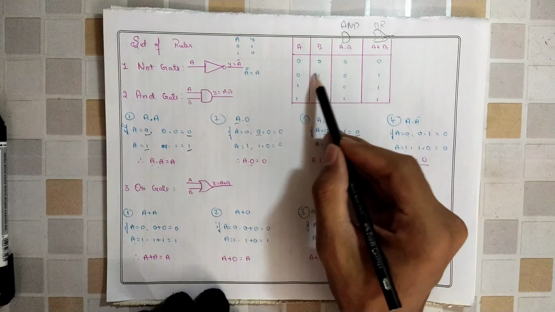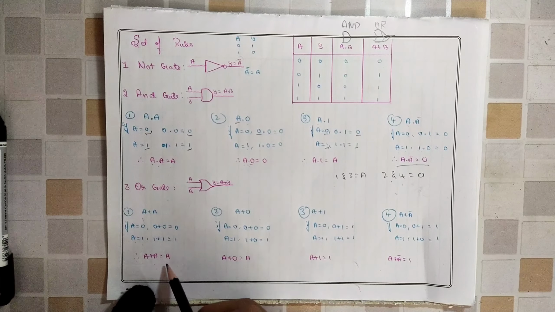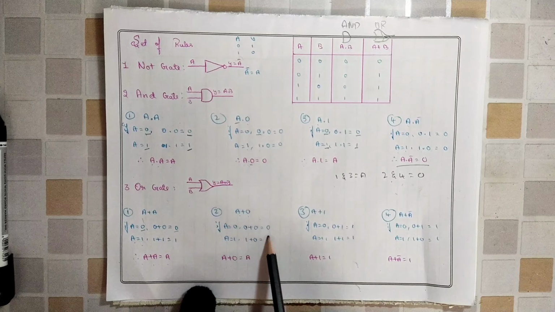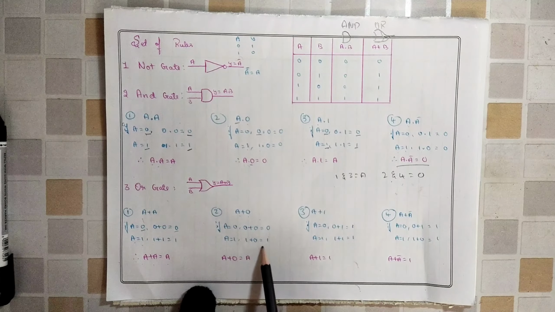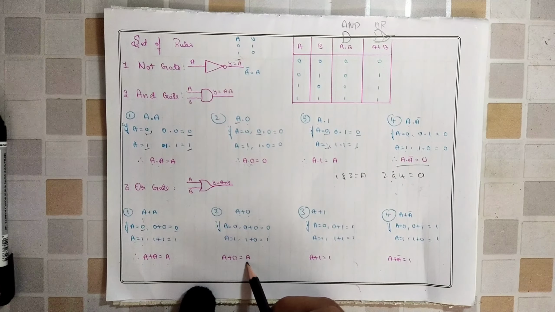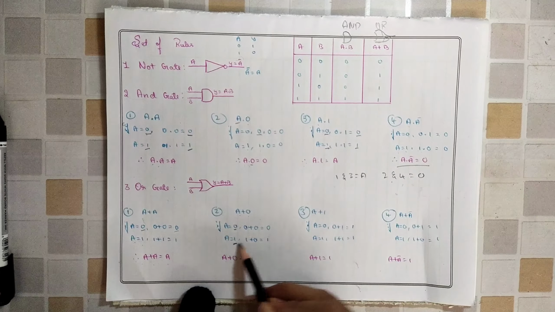Now in place of A we will substitute 0 and 1. So if A equals 0, 0 plus 0 is 0, and if A equals 1, 1 plus 1 equals 1. So you can see here A plus A is always A. What input you are giving, the same output you are getting. Coming to the second condition, A plus 0. If A is 0, 0 plus 0 is 0. If A is 1, 1 plus 0 is 1. So here A plus 0 is equal to A itself. Whatever value of A you are giving as input, it is reflected the same in the output.